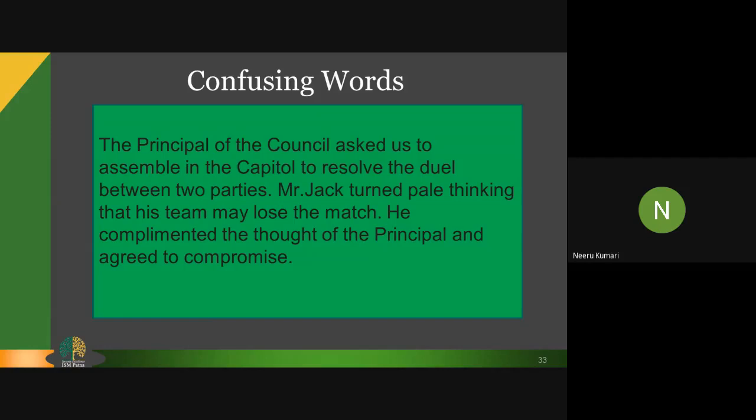Mr. Jack turned pale, not PAIL, rather PALE, thinking that his team may lose, LOSE, not LOOSE. Loose talks about something which is not fitting, all right? Whereas when you talk about the opposite of when it is lose, he complimented because he was congratulating, he was appreciating the thought, not the word thought, of the principle and agreed to compromise.